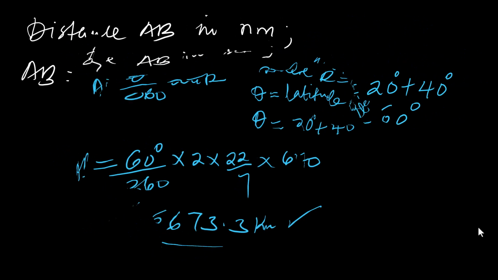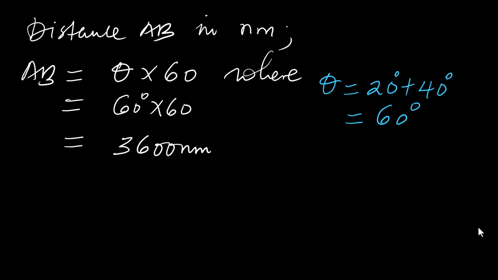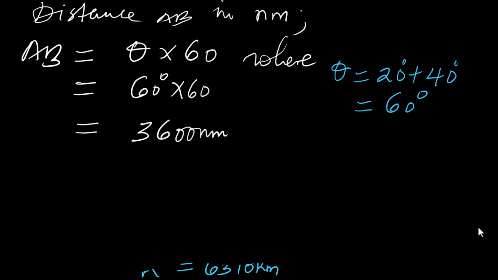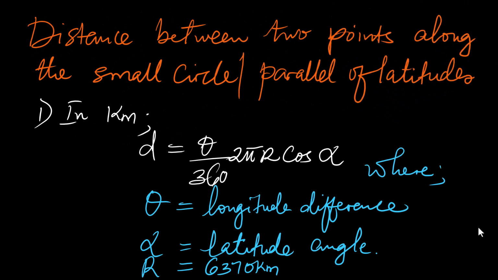Now let's go to distance AB in nautical miles. We get that one by taking theta times 60, where theta again is the latitude difference. We already obtained latitude difference as 60, so we just take 60 multiplied by 60, and that will give 600 nautical miles. Now that is distance along the great circle.